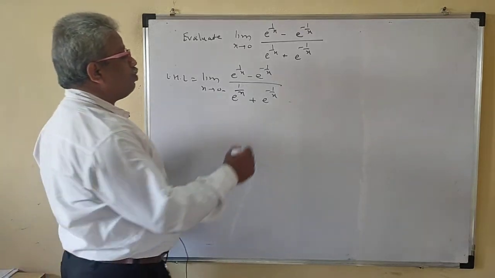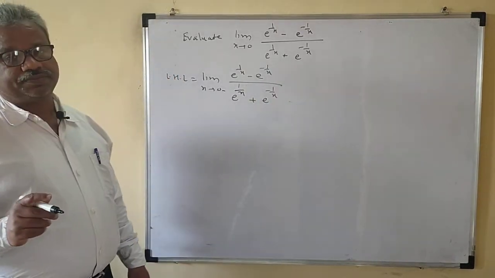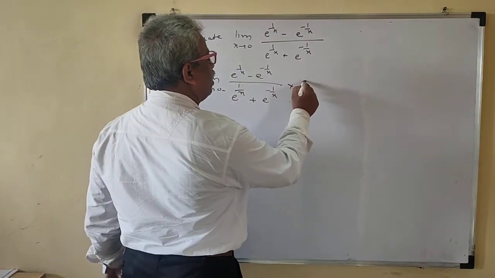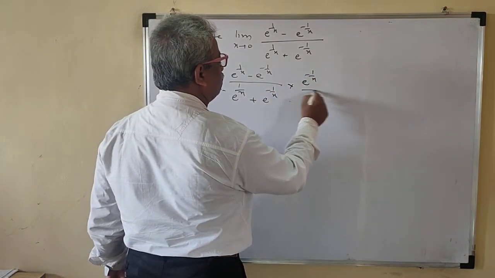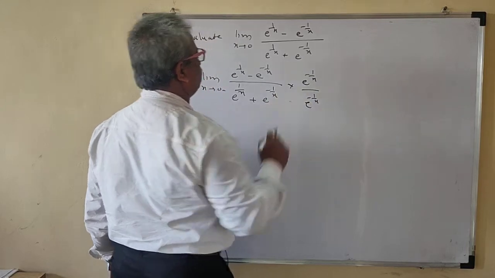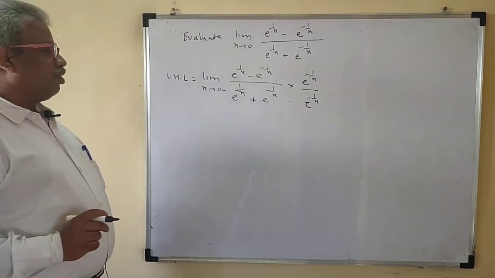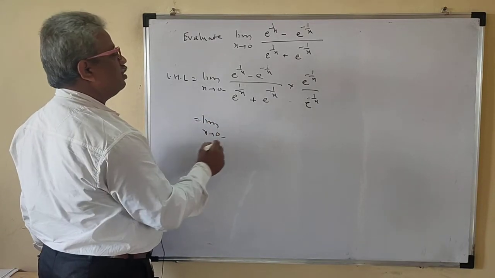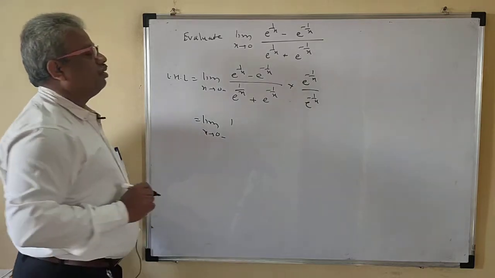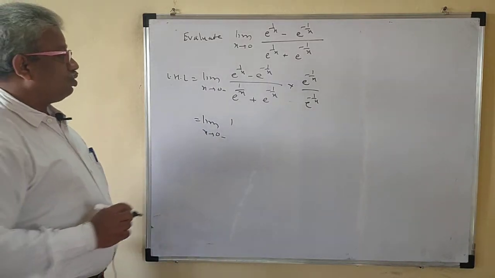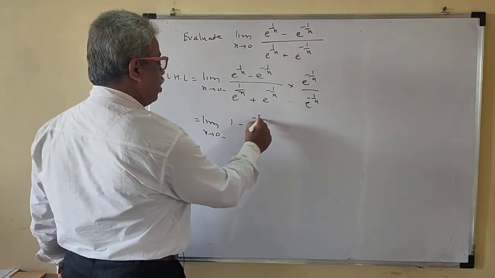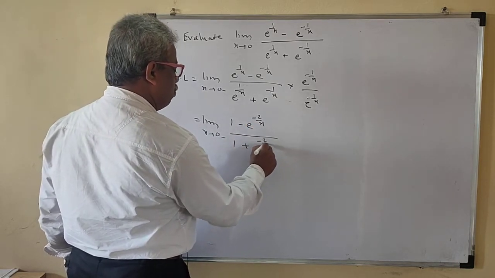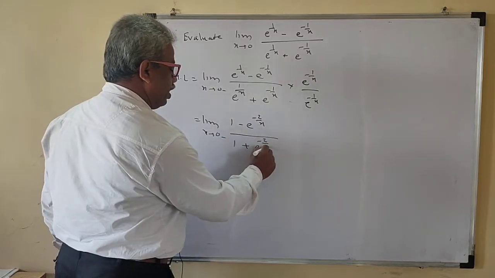So what we have to do? We want minus 1 by x everywhere. So what we will do? We will multiply by e raised to minus 1 by x to both numerator and denominator. See what happened there? This is limit x tends to 0 minus. If you multiply with it, this is 1 then. This is e raised to 0, and e raised to 0 is 1, minus e raised to minus 2 by x, over 1 plus e raised to minus 2 by x.